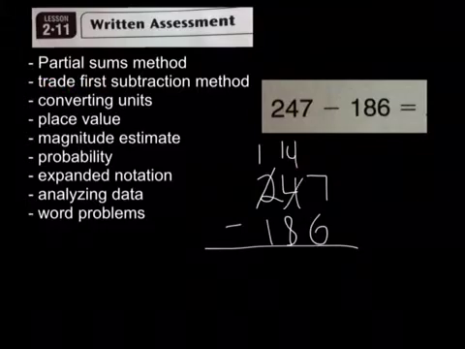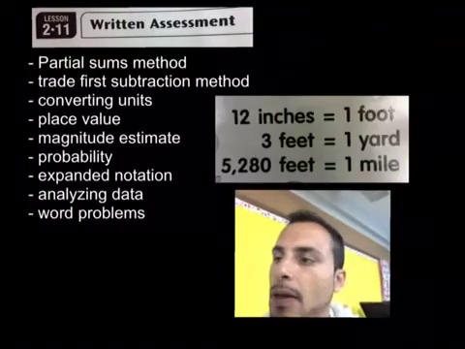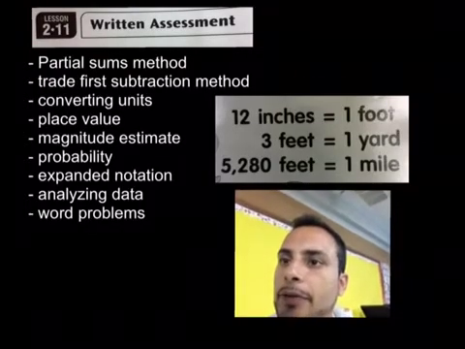And now we're ready to go ahead and subtract. So 7 minus 6 is 1, and 14 minus 8 is 6, and 1 minus 1 is 0. So our answer would be 61, and this is what we mean by trade first. Do all of this first. Now we're going to look at converting units.